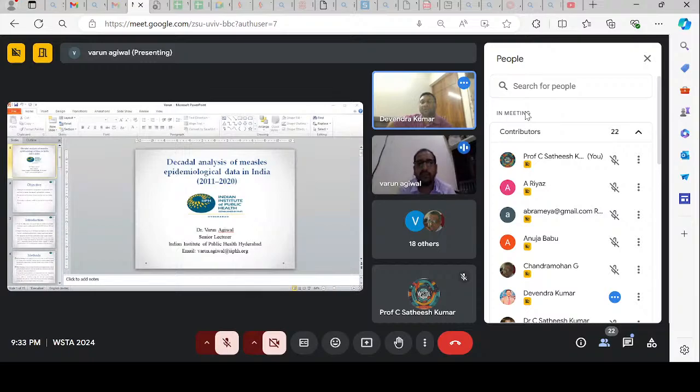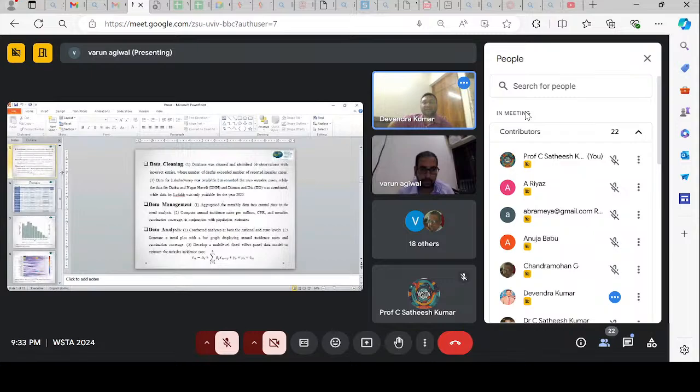Yes, your slide is not moving. Please take the slide in show slide mode. Maybe it takes a little bit of time. Now it moves.